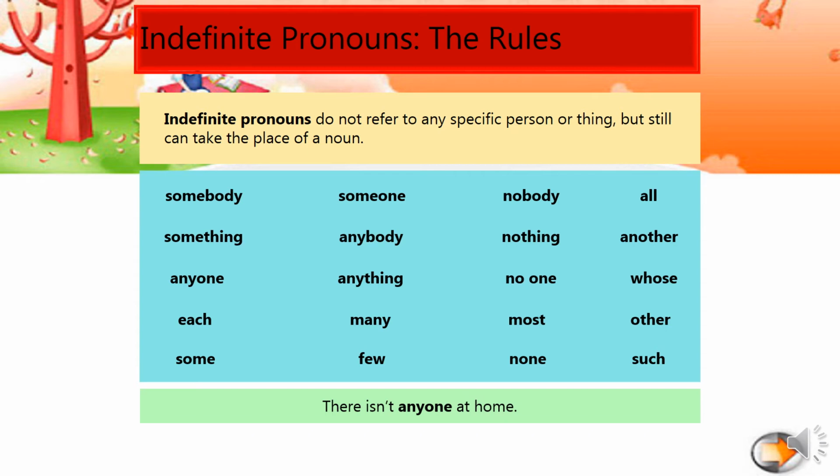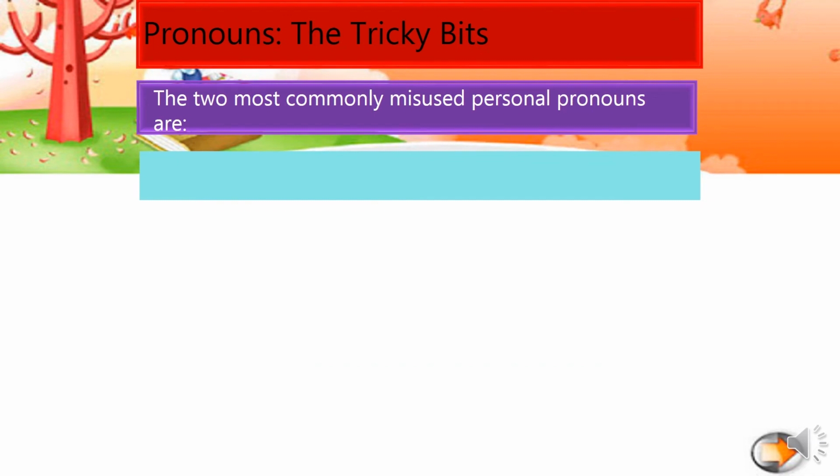There isn't anyone at home. Now, come to the tricky bits. The two most commonly misused personal pronouns are... Now, can anyone guess what those are? Okay, let's see now. Me and I.